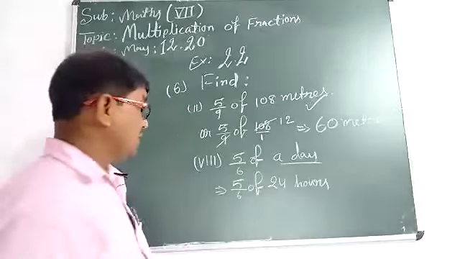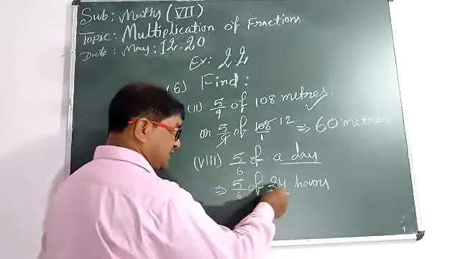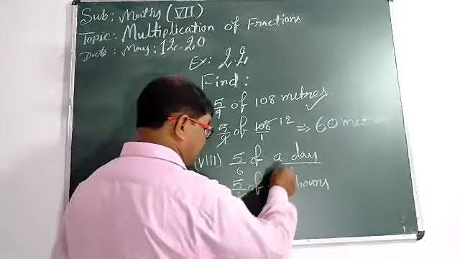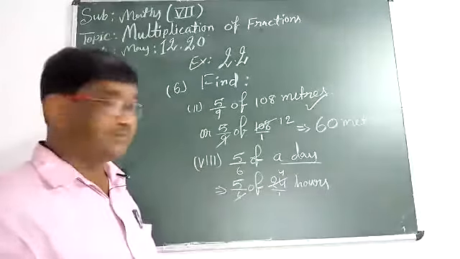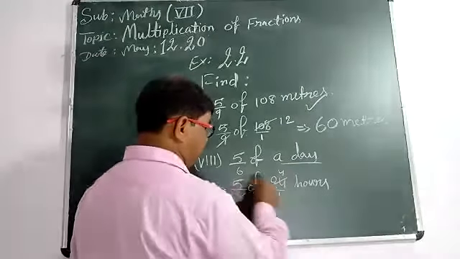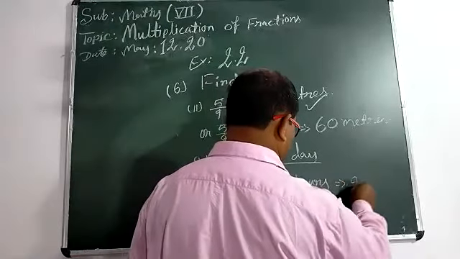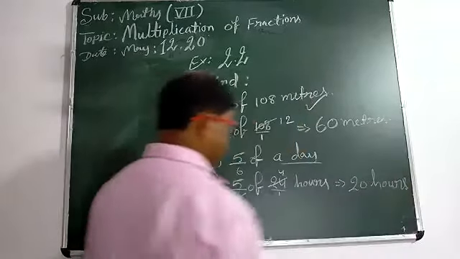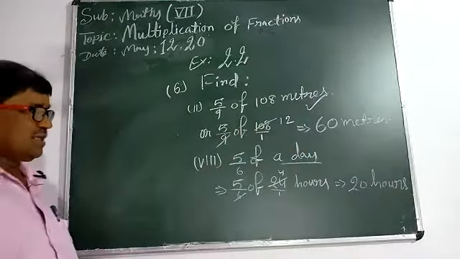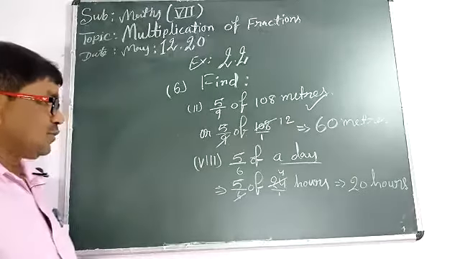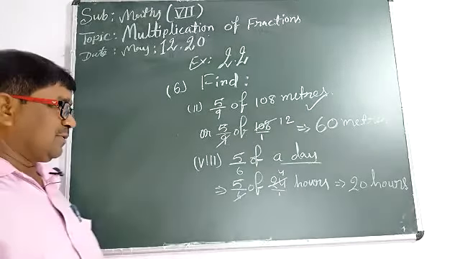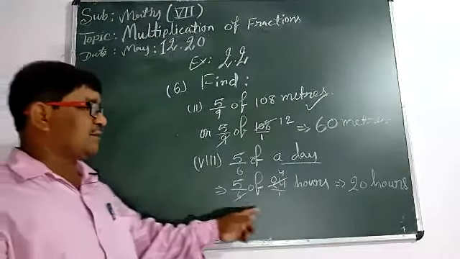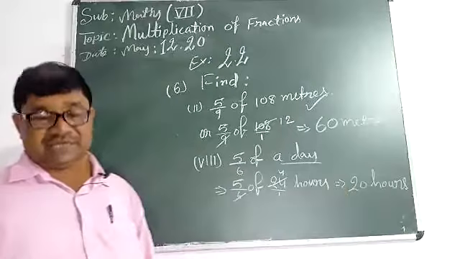Now, student, 6 1s are 6 because 1 is left out here. 6 1s are 6, 6 4s are 24. Now multiply 4 and 5. 4 5s are 20 hours. So 5 upon 6 of 1 day will be 20 hours.